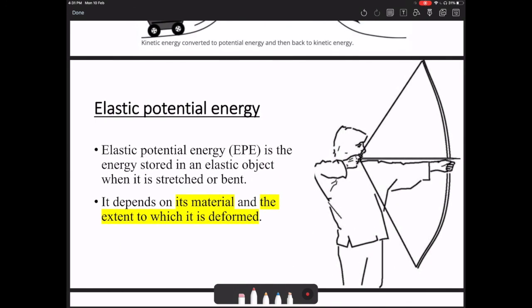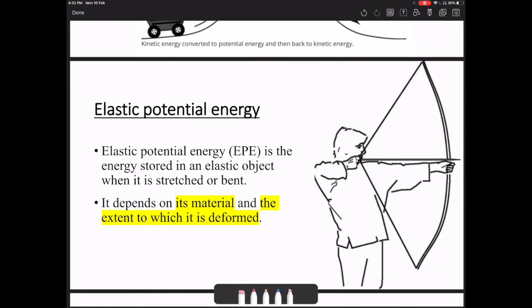Now let's talk about elastic potential energy. Elastic potential energy, abbreviated as EPE, is the energy stored in an elastic object when it is stretched or bent. It depends on its material and the extent to which it is deformed. I know you don't understand, so let me give you an example. Let's look at the diagram on the right hand side. When you shoot an arrow, what would you do? You will pull the bow, right? When you pull the bow, your chemical energy is being converted to the elastic potential energy.